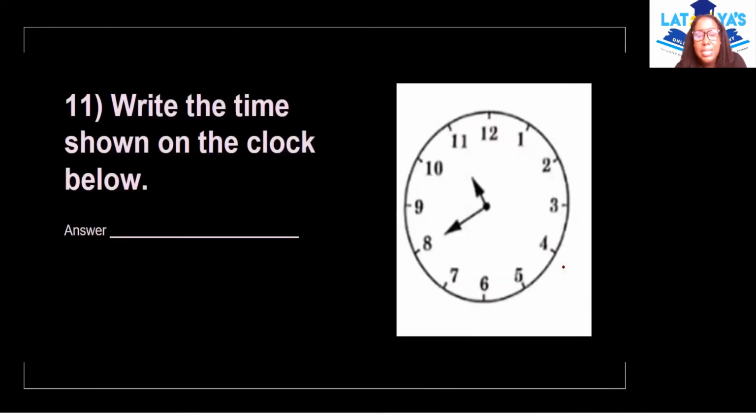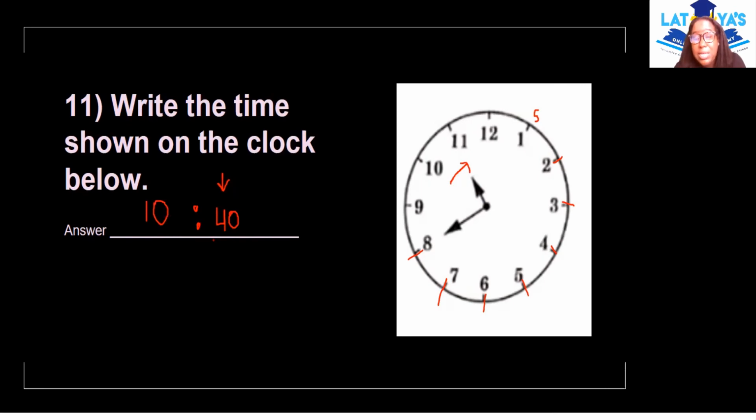Question number 11, write the time shown on the clock below. Now the long hand is our minute hand, and we're counting in fives, okay? 5, 10, 15, 20, 25, 30, 35, 40. 40 minutes past. Now, we write our colon, we write minutes past on the right-hand side, okay? So it's 40 minutes past. 40 minutes past what? If we notice the short hand, it's past 10, okay? So 10 comes here. So our answer is 10:40.